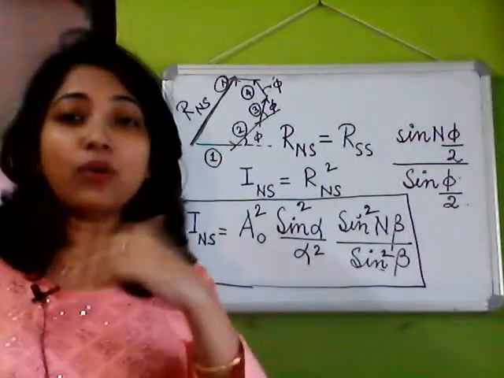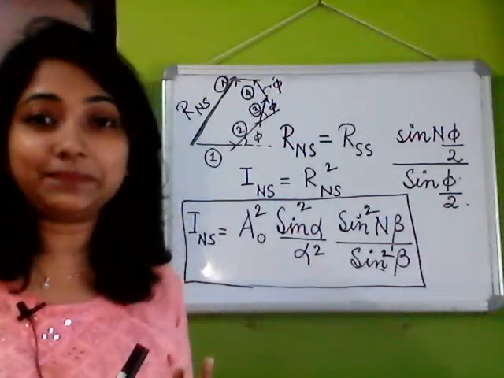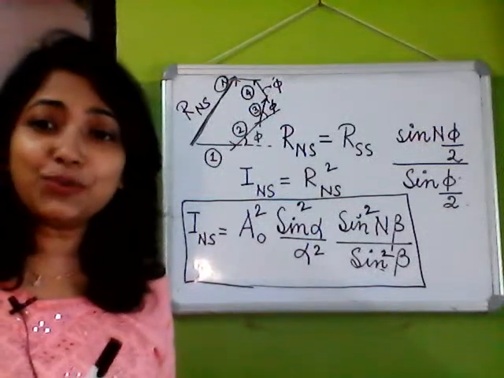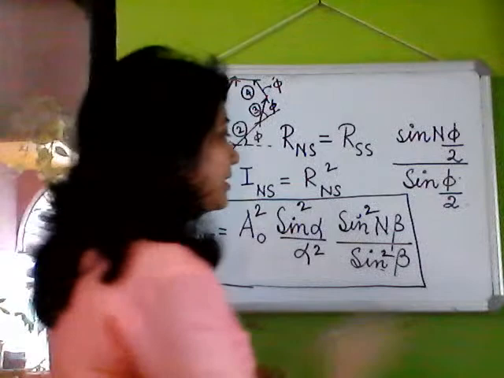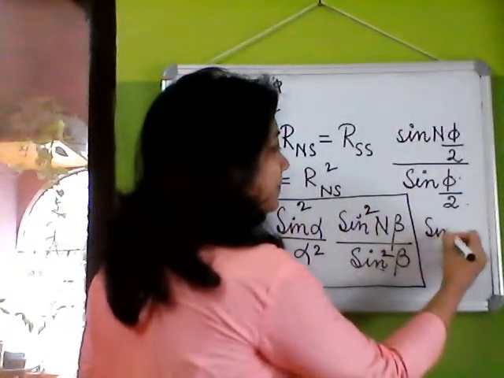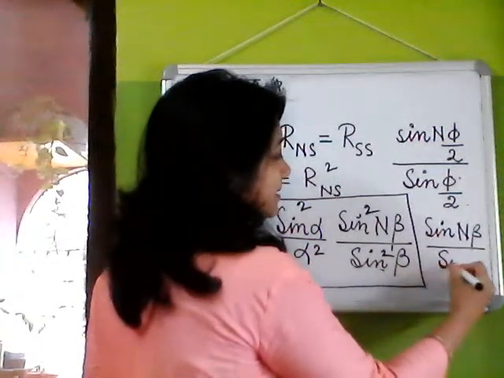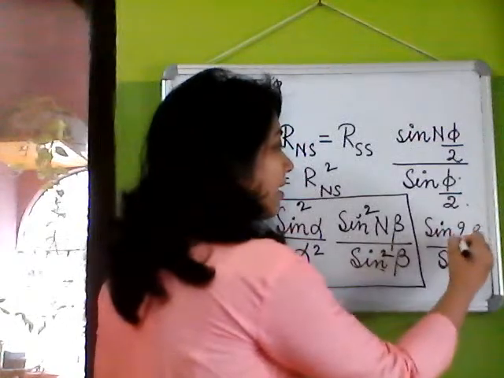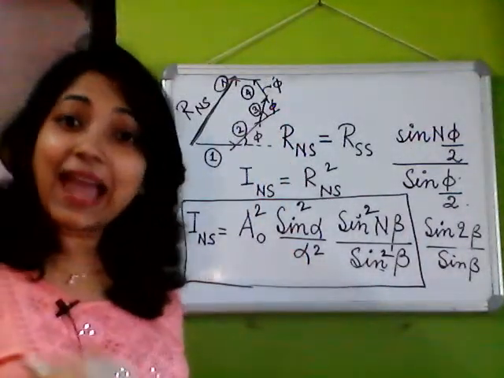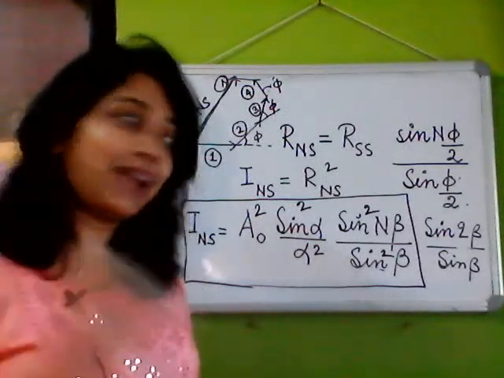Now suppose that person wants to find out the intensity for double slit. All that person has to do is put in n is equal to 2. So when I put that, I will have the quantity sine beta in the denominator, and the numerator, with n equal to 2, is sine 2 beta, correct? And what is sine 2 beta? Sine 2 beta is 2 sine beta cos beta.